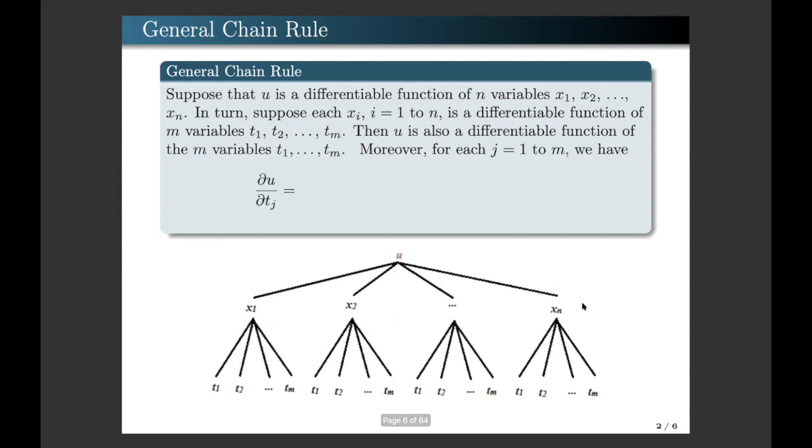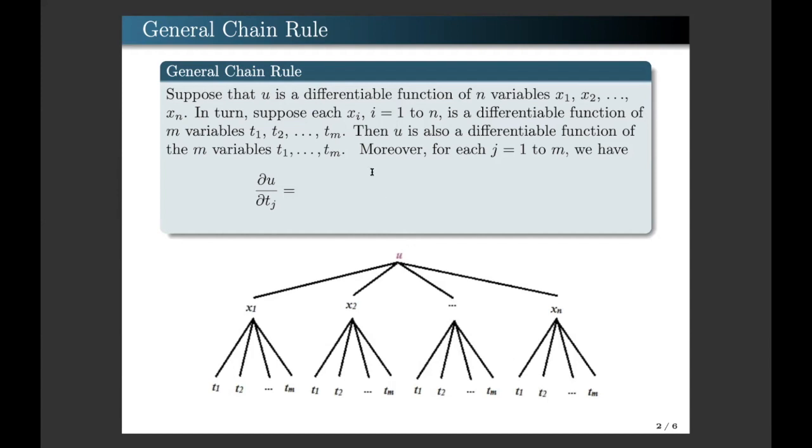So now, to get the partial of u with respect to t sub j, we look at the paths that start from u and end at our chosen t sub j. So let's say t sub j here is t sub 2. So we look at the paths from u up to t sub 2. So we have this path here, this path here, this path here, and so on until you get to there. So this is for the general case.